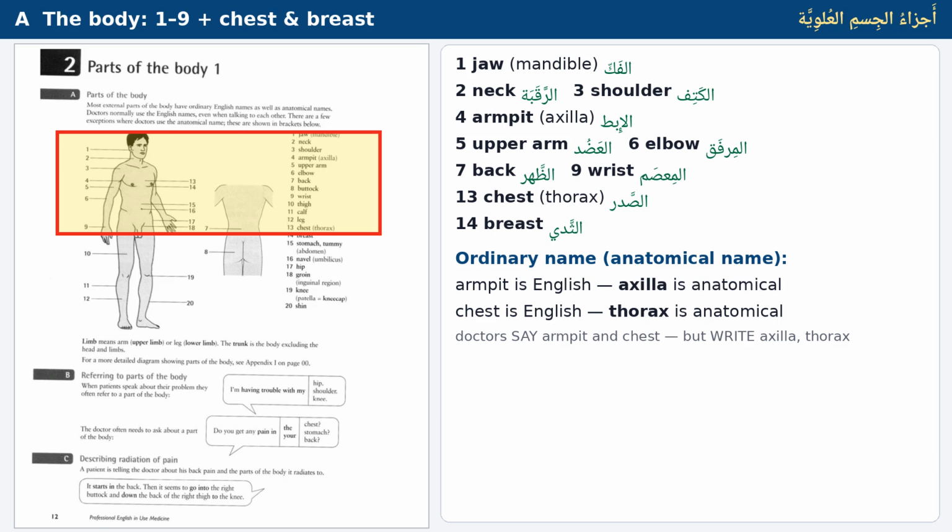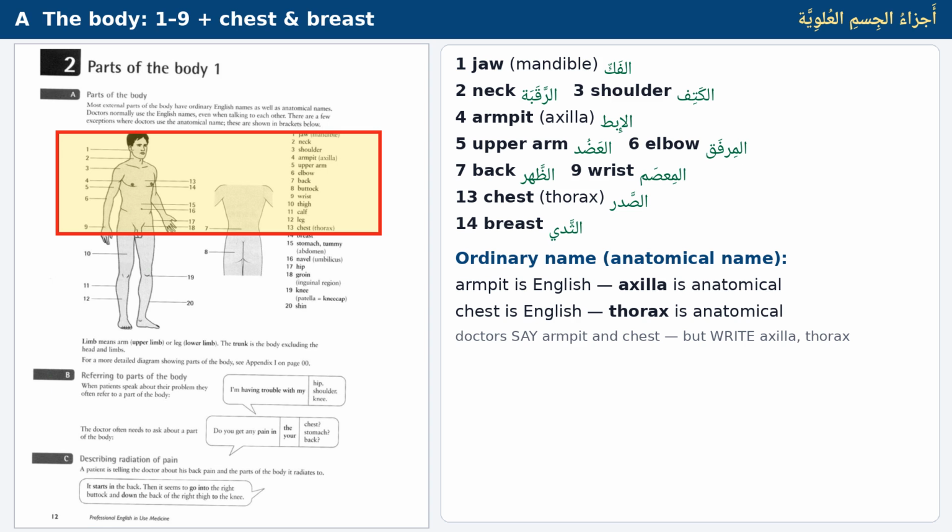Number 1, jaw, الفك. The anatomical name, in brackets, is mandible. Number 2, neck, الرقبة. Number 3, shoulder, الكتف. Number 4, armpit, الإبط. The anatomical name is axilla. Number 5, upper arm, العضد. Number 6, elbow, المرفق. Number 7, back, الظهر. Number 9, wrist, المعصم. Now on the chest.